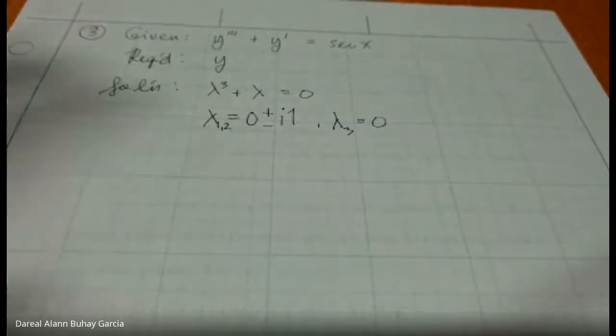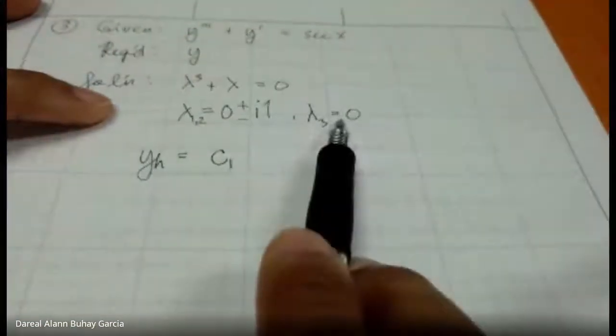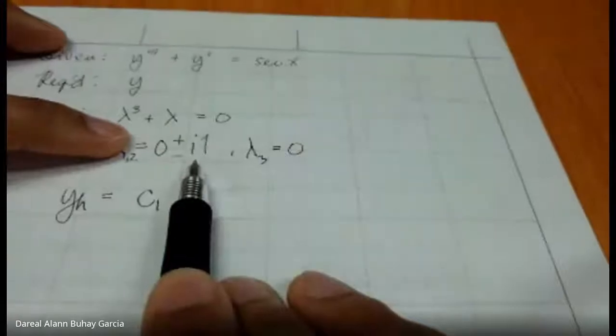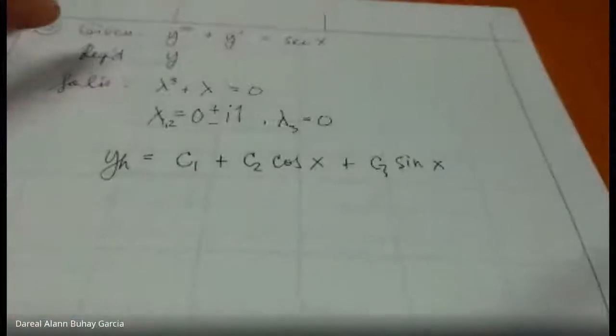So this is a review of our linear ODEs with constant coefficients. Okay. So y_h is equal to C1 times e to the power of 0x, which is just C1, plus C2 cosine x plus C3 sine x.